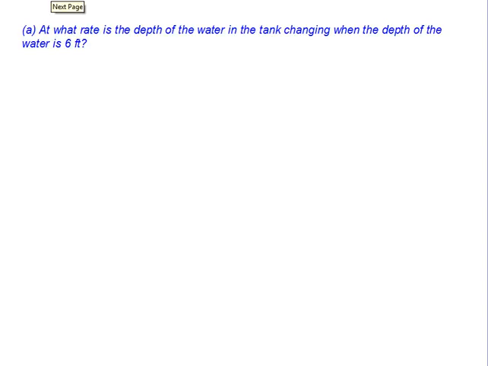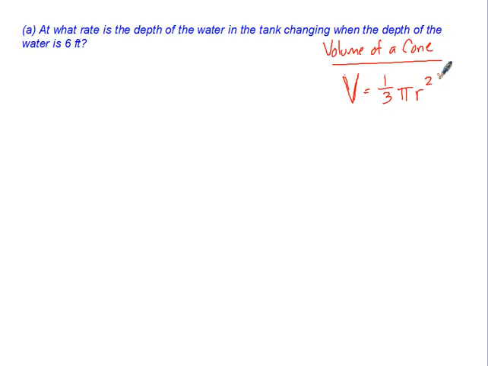It says, at what rate is the depth of the water in the tank changing when the depth of the water is 6 feet? So first of all, we already know we're dealing with volume of a cone. Right? What's the formula for volume of a cone? The formula. Good. Volume equals 1/3 pi r squared h. So this actually has 2 variables in it. So, surprise, surprise, if it has 2 variables, what am I going to have to use? Product rule. Everybody good with that? Okay, keep that in mind.